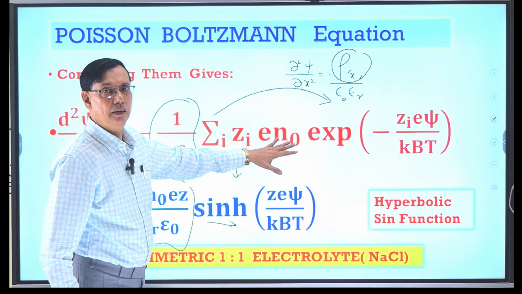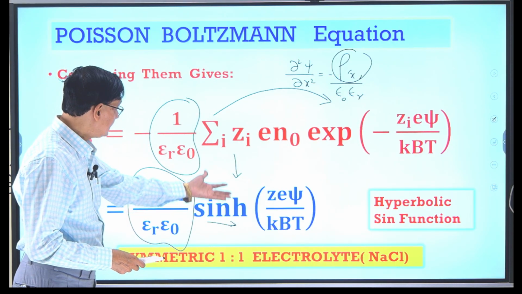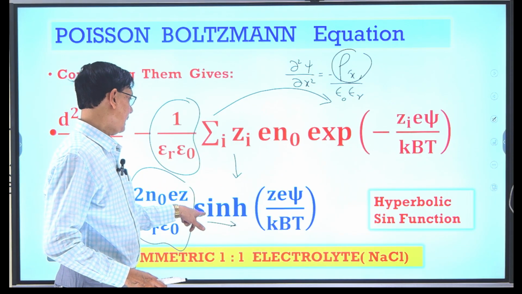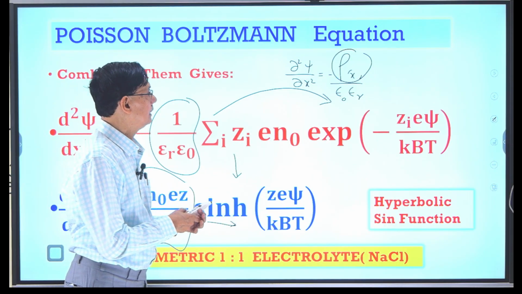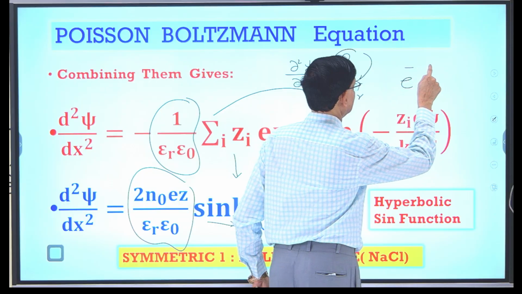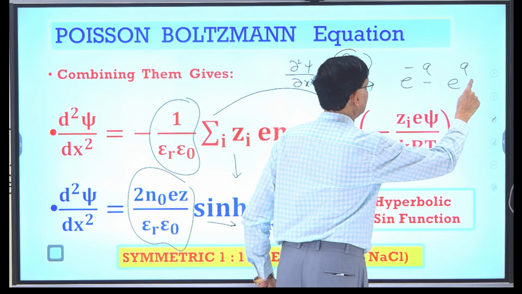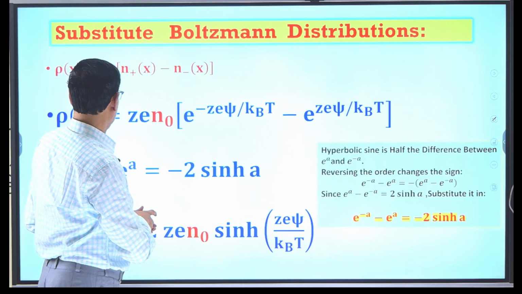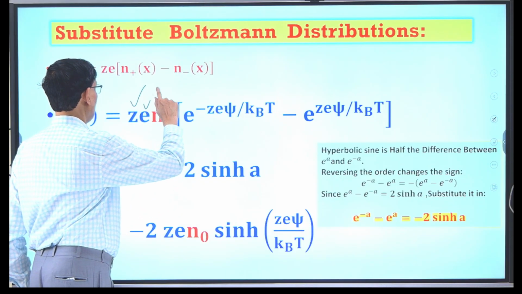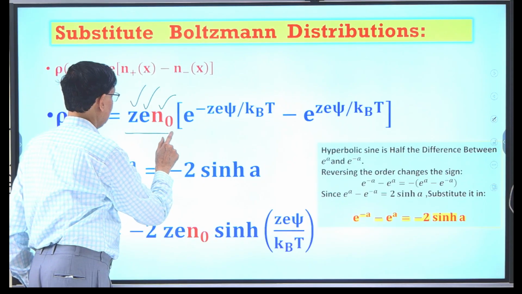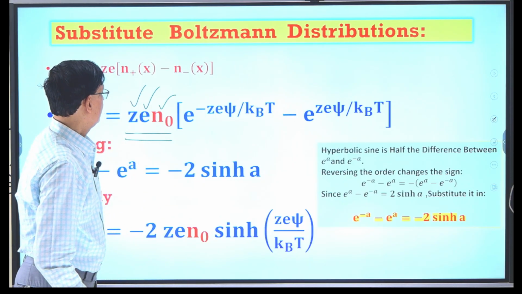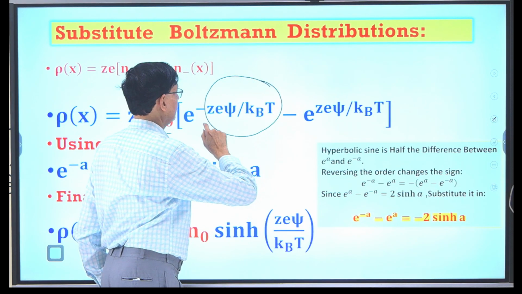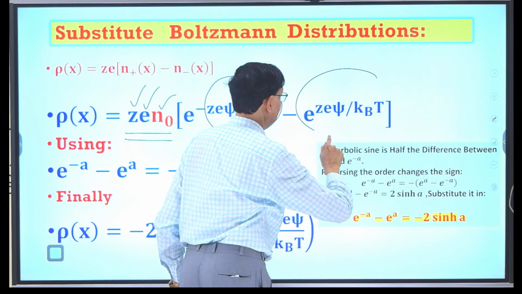तो यहाँ पे हमने लिखा. अब इसको साइन कहाँ से आया? जैसा why it is called, this h is called actually hyperbolic. साइन हाइपरबोलिक कहाँ से है वो मैंने अभी आपको बताया. ये एक्सपोनेंशियल माइनस एक्सपोनेंशियल. Here z is common, e is common, n0 is common. Agreed? Here is for cation, here is for anion.